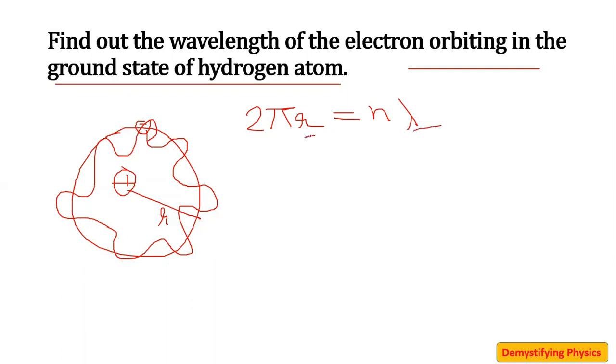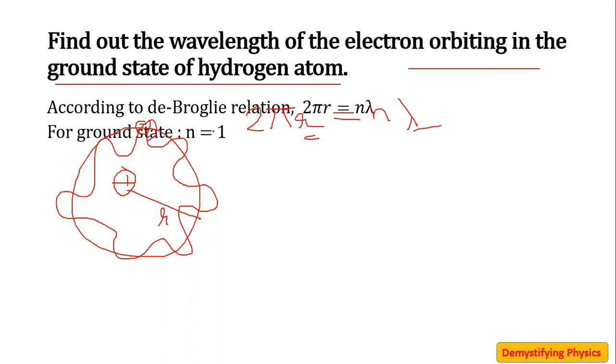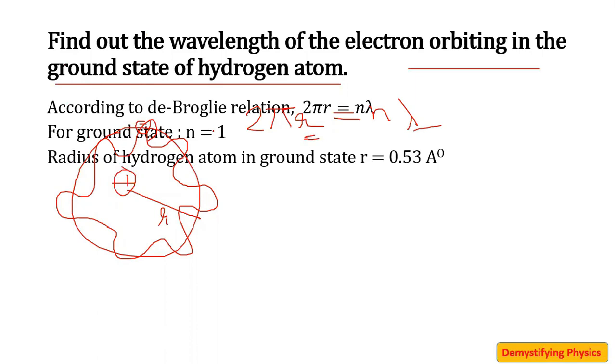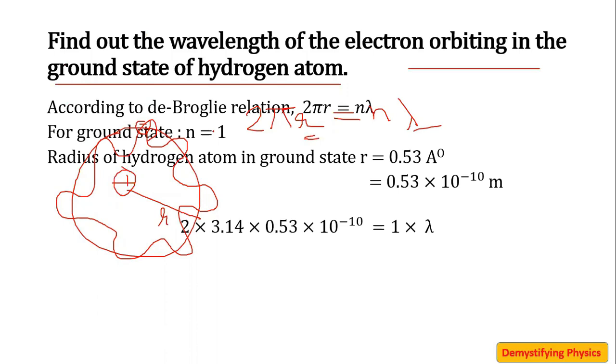What is r? When n is 1, for the ground state, I'm going to put 0.53 angstrom. When n is 1, Z is 1, Bohr's radius. Put all the values. Check the solution here. The de Broglie relation is 2 pi r is equal to n lambda. Ground state has n is 1 and r we know, 0.53 angstrom. We just did. Put all the values and you get lambda equal to 3.32 into 10 to the power minus 10 meter or 3.32 angstrom.